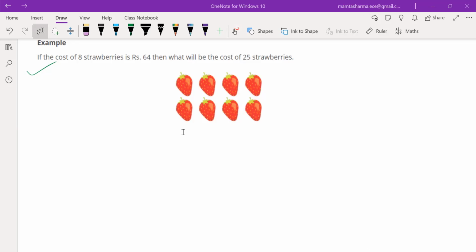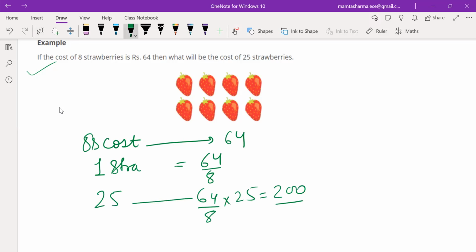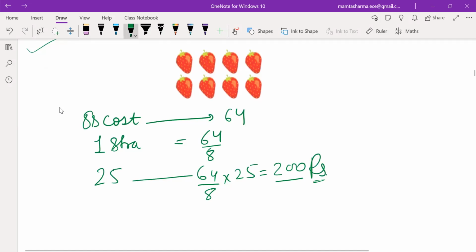Mahavir, which method did you try here? Ma'am, unitary method, because here the unitary method would be easier. Yes. Listen. 8 strawberries cost 64. So 1 strawberry cost will be 64 by 8, which is 8 rupees. Now the 25 strawberries cost would be 64 by 8 into 25, which is equal to 200 rupees. So don't forget the unit.